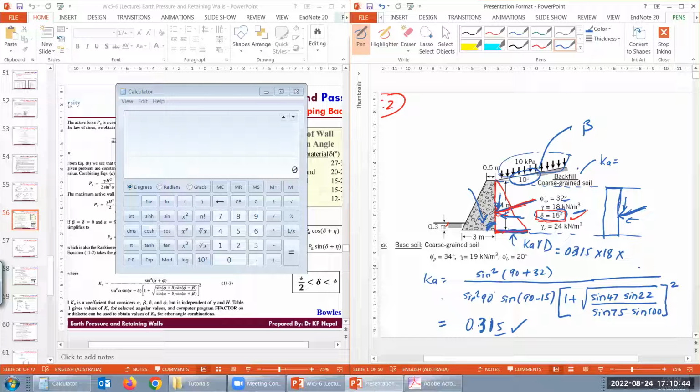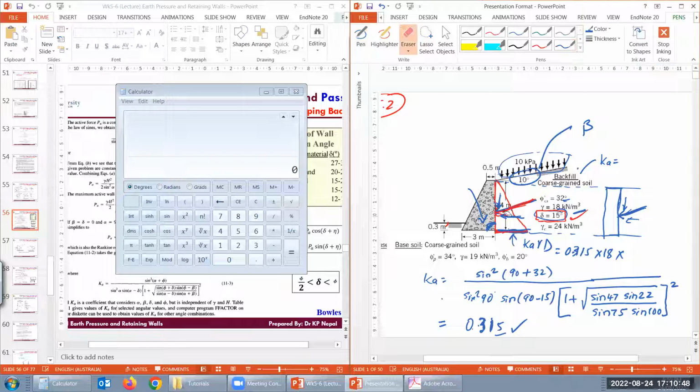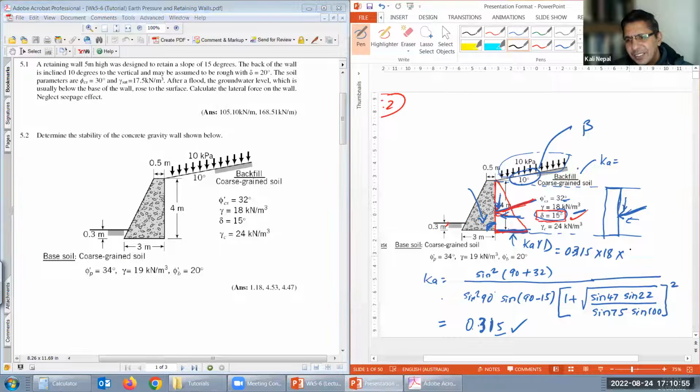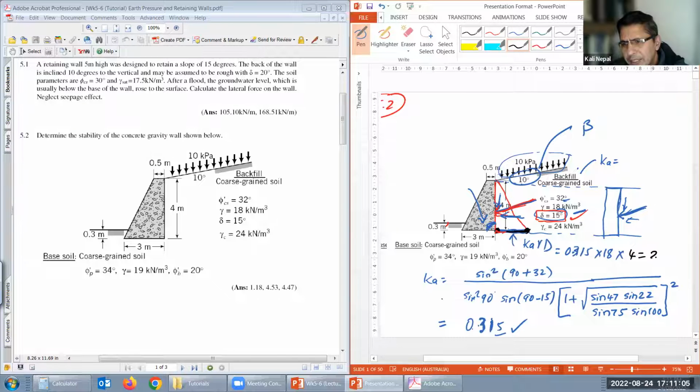times the depth. How high is the wall? 4 meters. Let me check here. Good. Can you calculate at the bottom how much that is now? This length in the pressure diagram from this point to that point. 22.6, sir. 22.6. Please, other guys also verify. That's kilonewton per meter square.